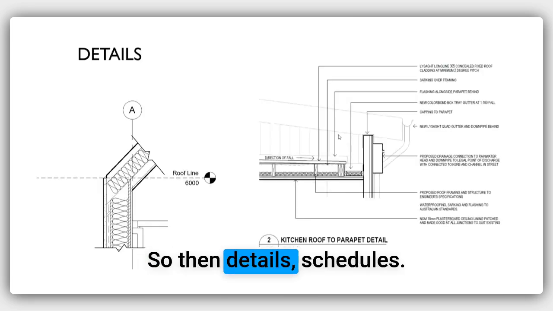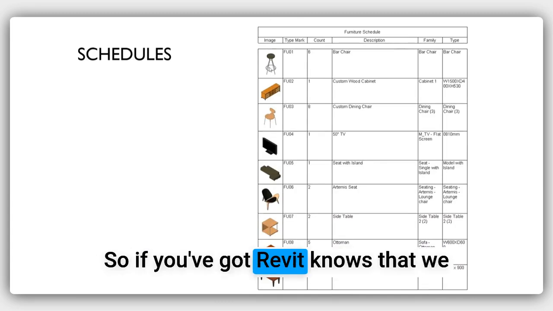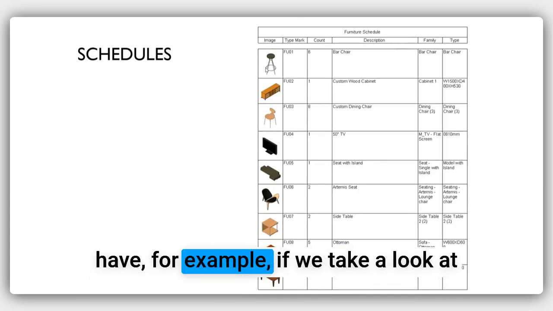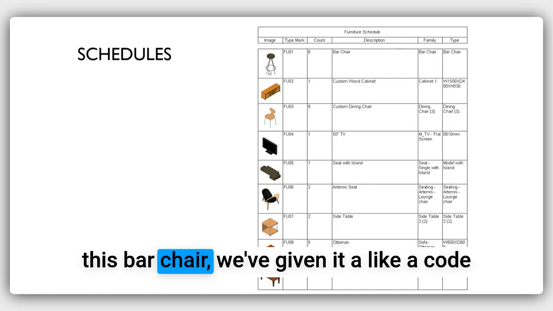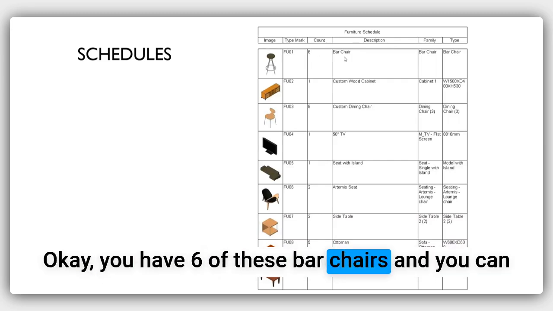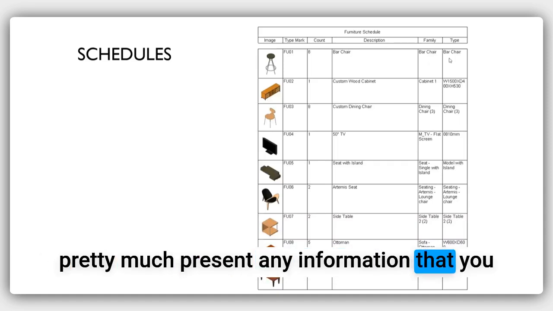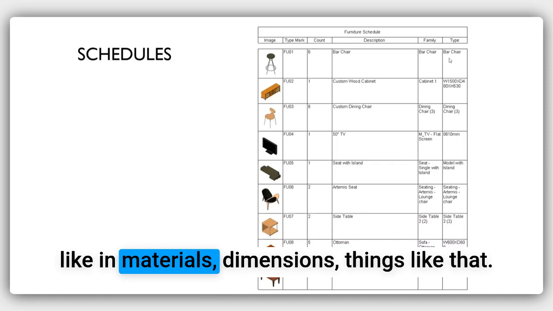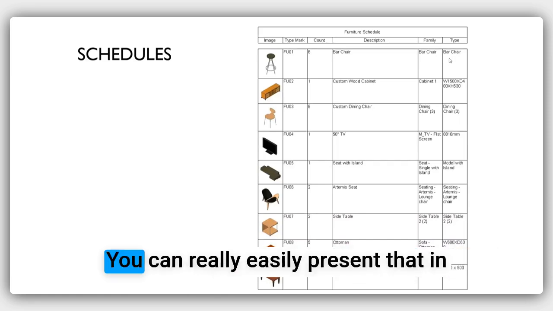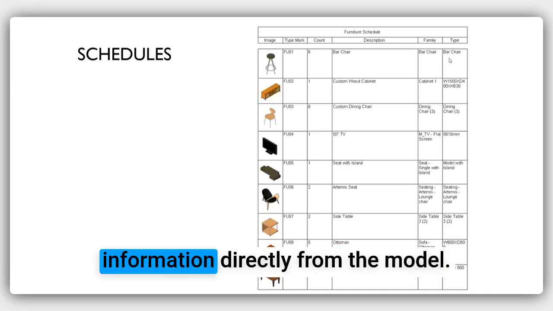So then details, schedules. So if you've got, Revit knows that we have, for example, if we take a look at this bar chair, we've given it a code here, and Revit can count in our project, okay, you have 6 of these bar chairs, and you can pretty much present any information that you like in materials, dimensions, things like that. You can really easily present that in this schedule, and it's just pulling that information directly from the model.